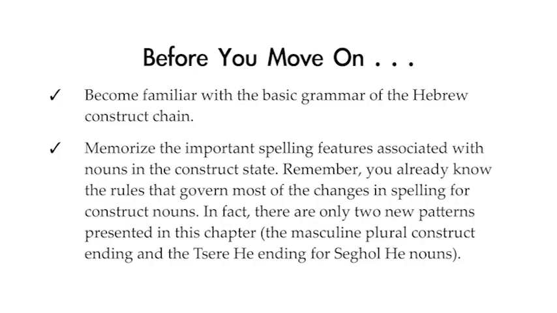Second, memorize the important spelling features associated with nouns in the construct state. Remember, you already know the rules that govern most of the changes in spelling for construct nouns. In fact, there are only two new patterns presented in this chapter. The masculine plural construct ending, tsere yod, and the tsere he ending for segol he nouns. Those are really the only two new spelling features you've learned in this chapter. Everything else you've already had. So when you're working through those changes in spelling, make sure you understand why they happen and where you've learned them before and how you're applying them to these new nouns in the construct state. Other than that, once you memorize the grammar and the form of construct nouns, you're good to go for the next chapter.